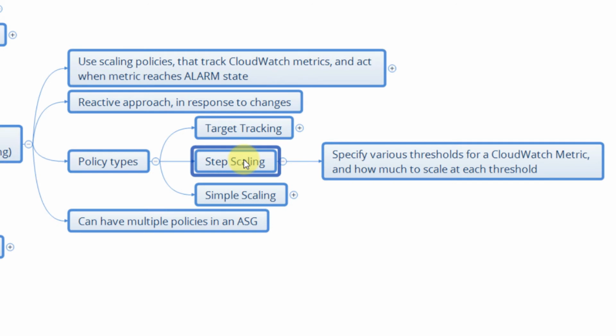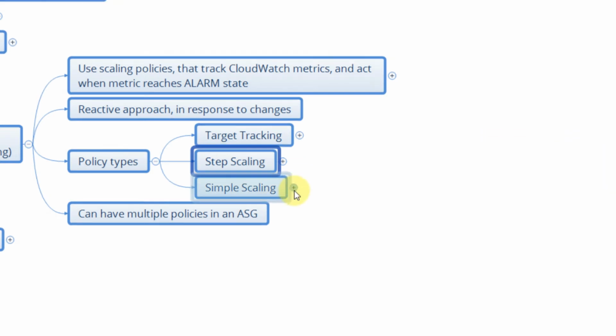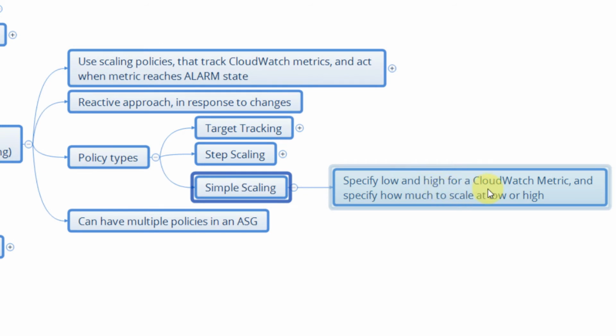The step scaling policies, using that you can specify several thresholds for a metric, and at each threshold how much to scale. With the simple scaling policies, you specify a low and a high for a CloudWatch metric, which is essentially just two thresholds, and you can specify how much to scale at these two thresholds.